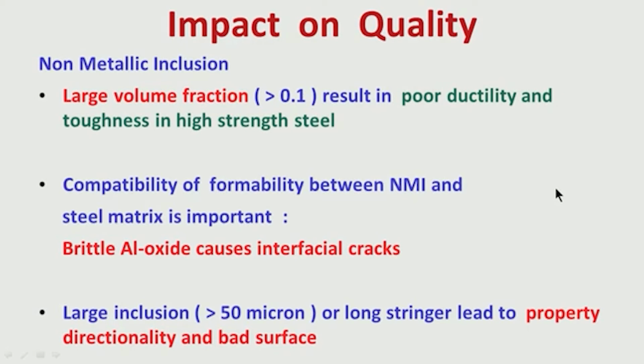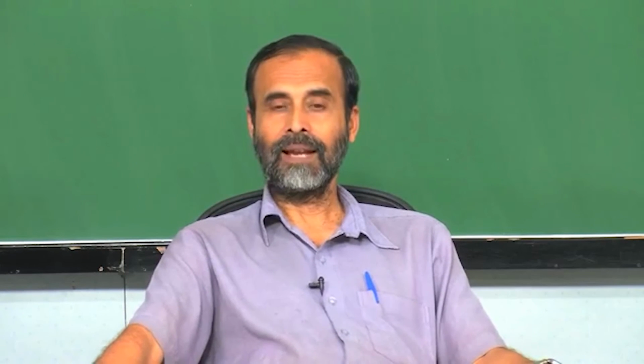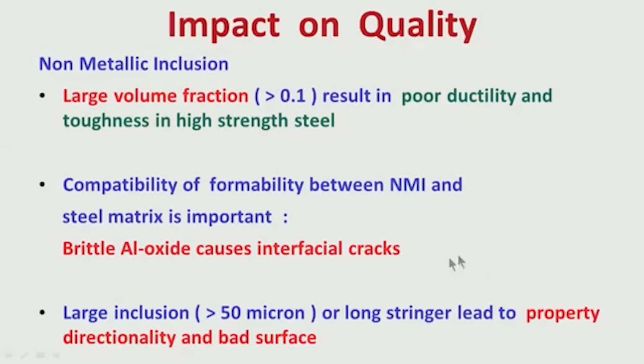Please try to understand. Steel, we all know, has good ductility and good formability, particularly at high temperature, when you are hot rolling the steel. Now, the formability of some of the inclusions may not be that good, like aluminum oxide. Where is aluminum oxide coming from?